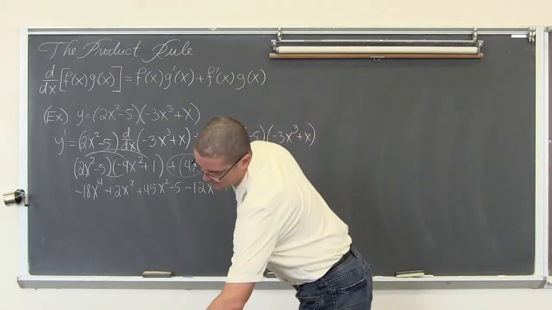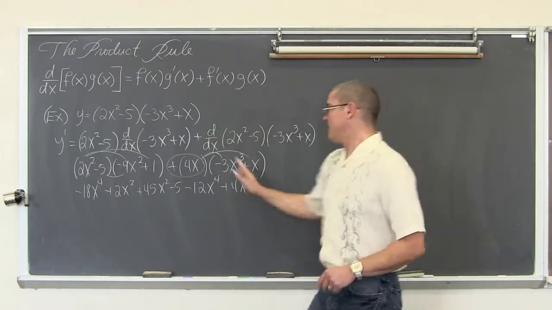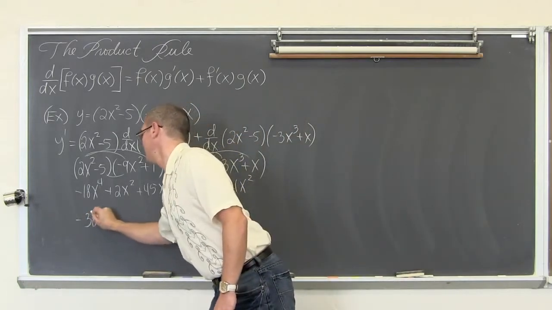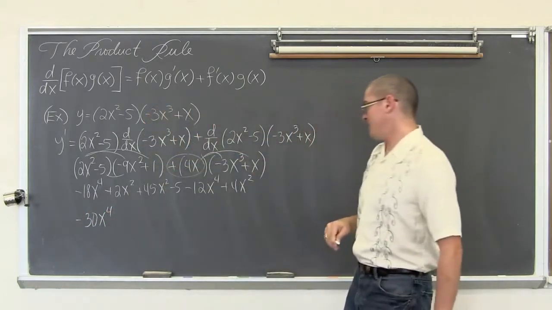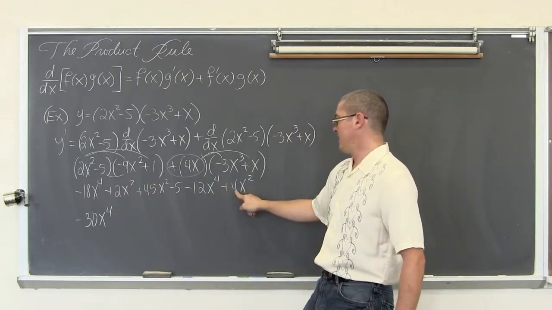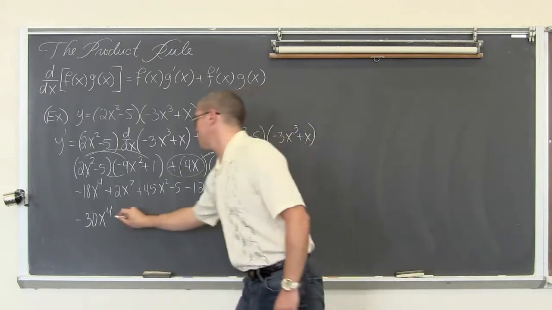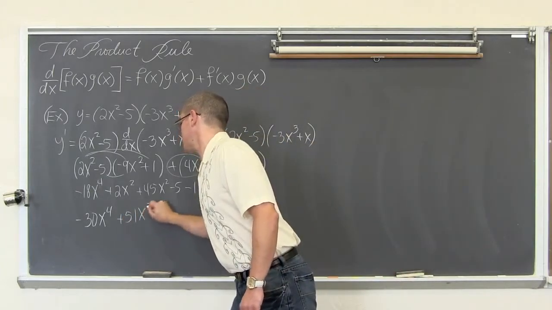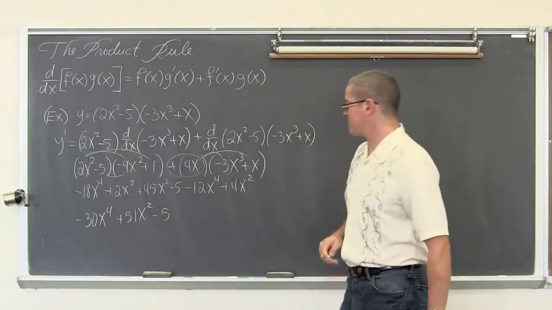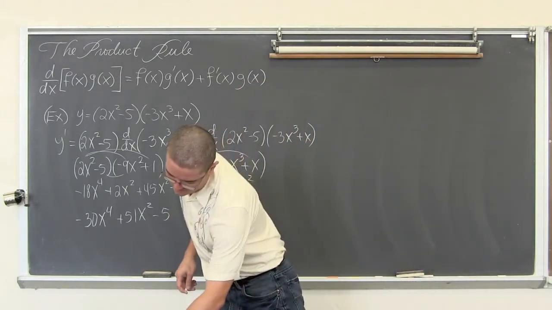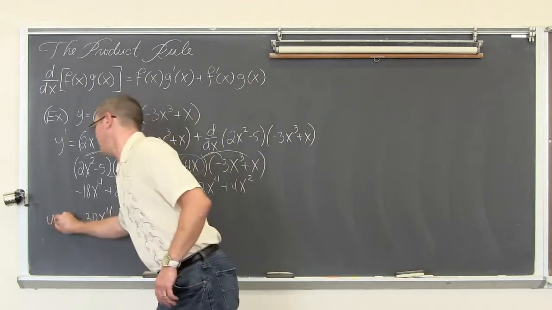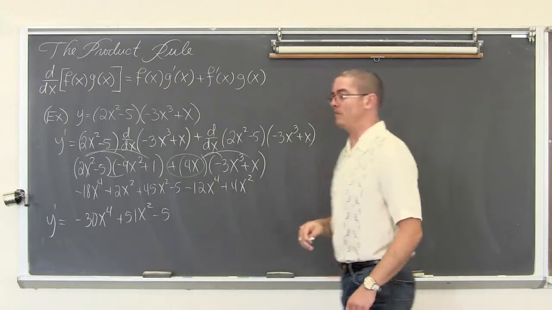So we have negative 18 and negative 12 make negative 30. We have 2 and 45 make 47, and 47 and 4 make 51, so plus 51x squared minus 5. Let me just make sure I didn't make some small mistake here. Good. Alright, so that is the derivative of y using the product rule.